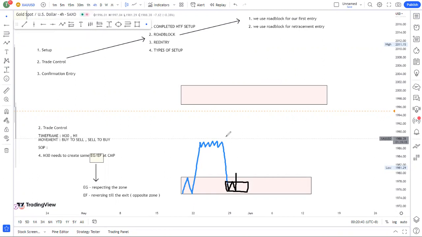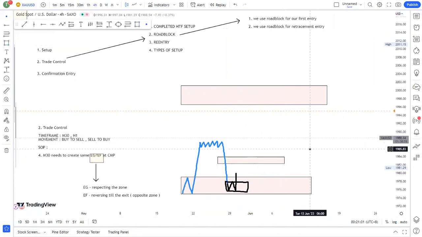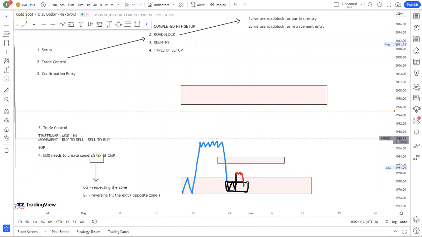For an example, we have the roadblock here. Sorry, my drawing. This is our roadblock. The red zone is our roadblock, so this is the M30 sell zone. When the price pulls back and creates a confirmation entry around here, it went up to the top. Before that, let me draw another roadblock.